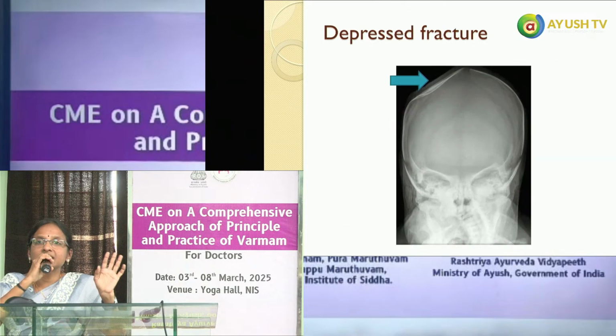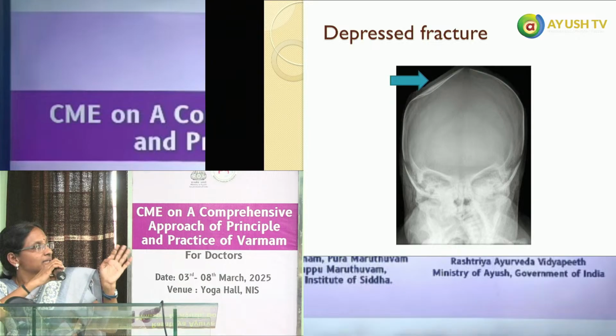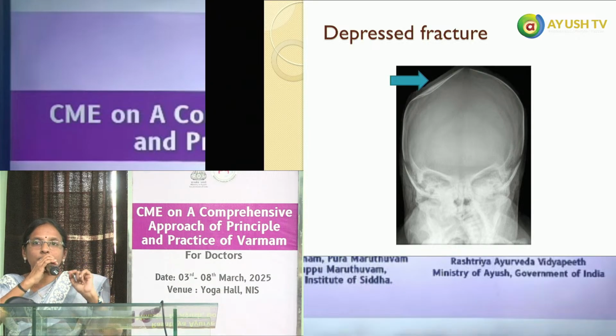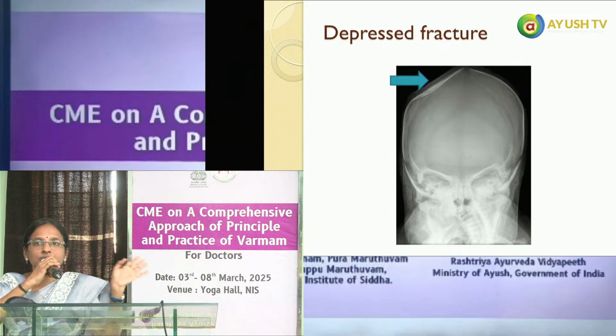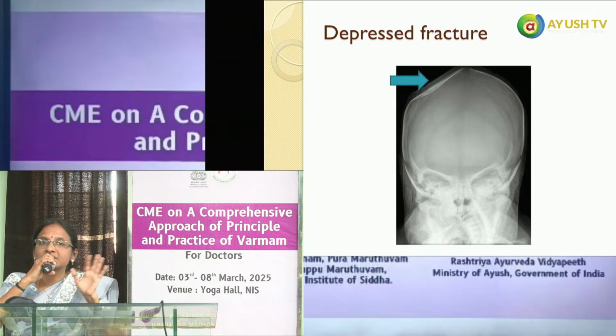This is an X-ray AP view of the skull. In the side parietal bone and the blue arrow point பண்ணிட்டு இருக்க இடத்துல the bone appears curved inwards. So this is an example of a depressed fracture. So these are the common terminologies that we have to have in mind before interpreting any fractures with imaging modalities.